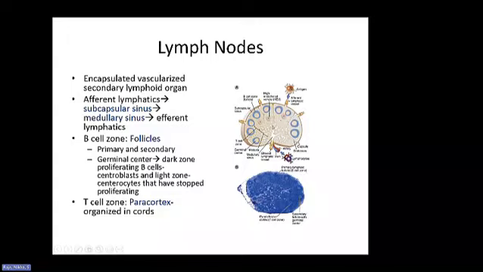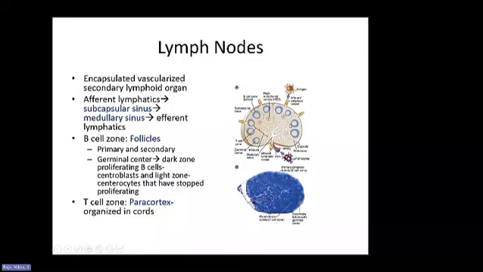Compared to the follicular structure, the T cells are actually next to it. So they are in the paracortex. In the cortex are these follicles, and the paracortex is where the T cell zone lies. Hopefully you can see my cursor here. We are talking about the T cell zone. That's the paracortex. It's organized in cords.